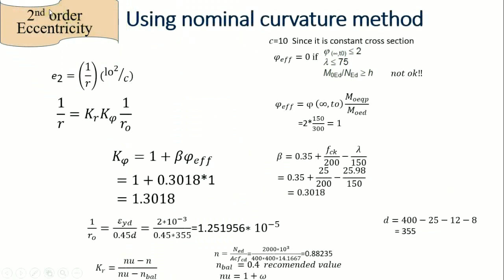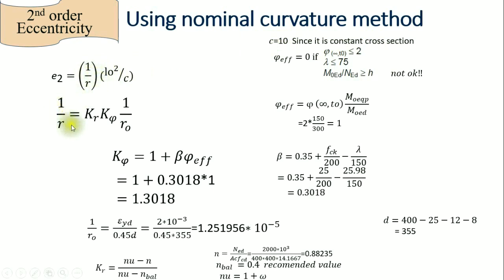The next one is second order eccentricity. The second order eccentricity is calculated based on the nominal curvature or the nominal stiffness method. In this case, we calculate the second order eccentricity based on nominal curvature. In the next video, I will show you how to calculate it based on the nominal stiffness method. It is equal to 1 over r times L naught squared over c. c is equal to 10 for a constant cross section, which is the recommended value. L naught is equal to 0.5 times L.